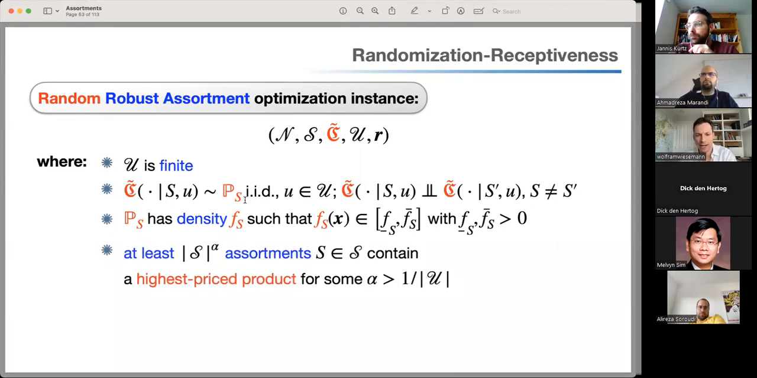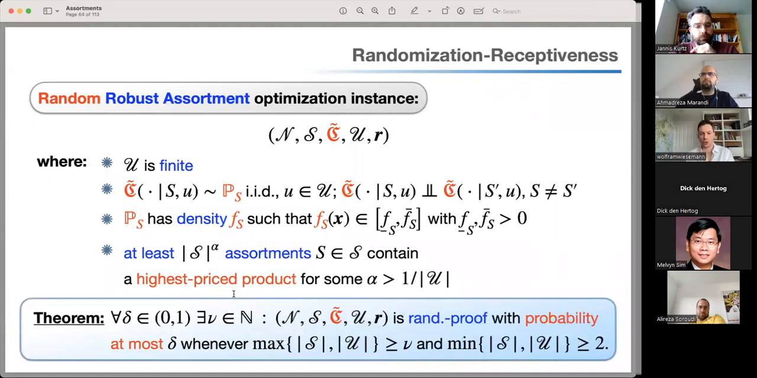And the only other assumption that I make is that there are sufficiently many assortments that contain a highest price product. Under those assumptions, one can show that the robust assortment optimization problem is randomization receptive with probability going to 1 when either the number of admissible assortments grows large or the number of uncertainty realizations grows large.